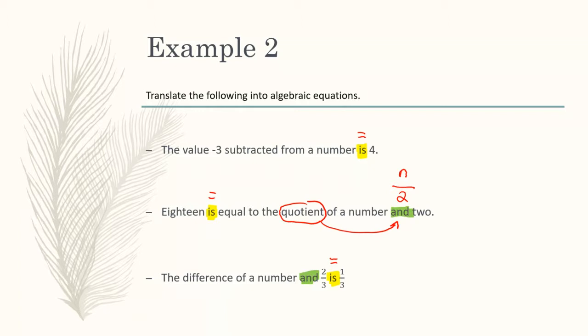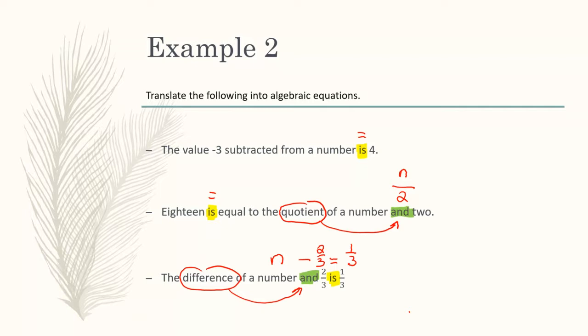The third example here, we also have an and. It says the difference. So difference means subtraction. I'm going to put a minus sign. And difference is one where you just go left to right. So the left is the number, so I'll just say n. The right is 2/3, so I'm going to fill that in. So I've got those, and I've translated, and let me just finish off this last one because it's pretty simple. So we have the difference of a number and 2/3, that's n minus 2/3 is, and then it says 1/3. So I can just finish that off. That equals 1/3.